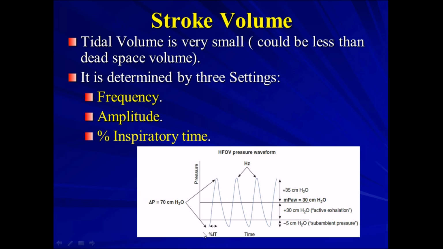So here again, this is the waveform of high frequency ventilation. Here we have the mean airway pressure. So delta pressure is 70 here. The inspiratory time here is around 50%, I can see, or less than 50, maybe 50%. And the hertz, how frequent the diaphragm is moving in and out per second.